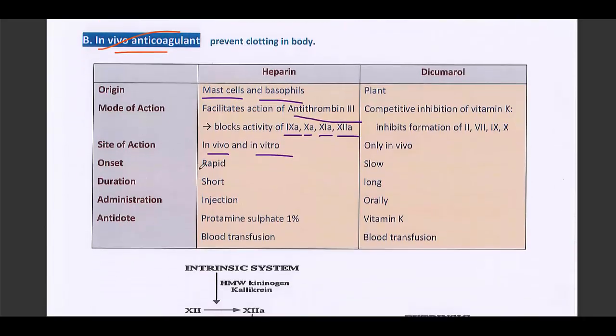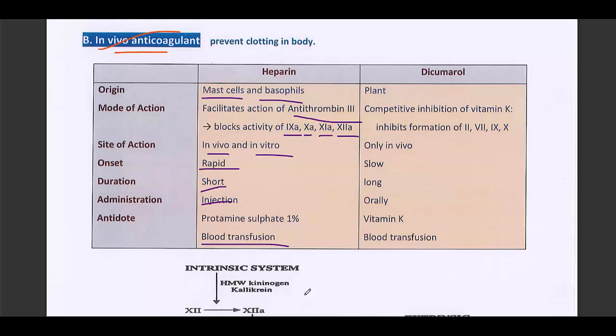Heparin is also very rapid in onset, and because it is very rapid in onset, its duration is very short. The administration of it is by injection. The antidote of heparin is protamine sulfate 1%, and blood transfusion.